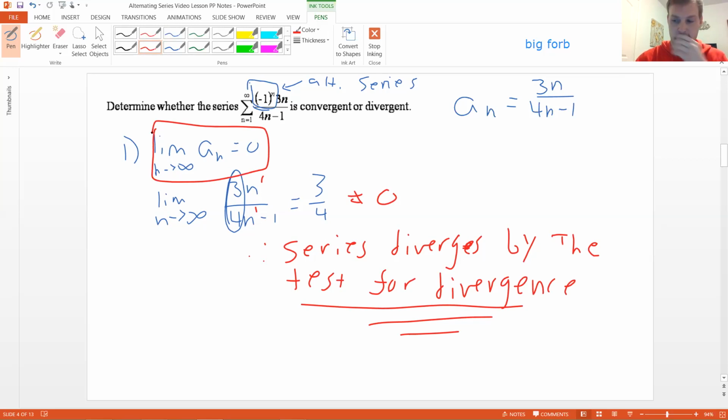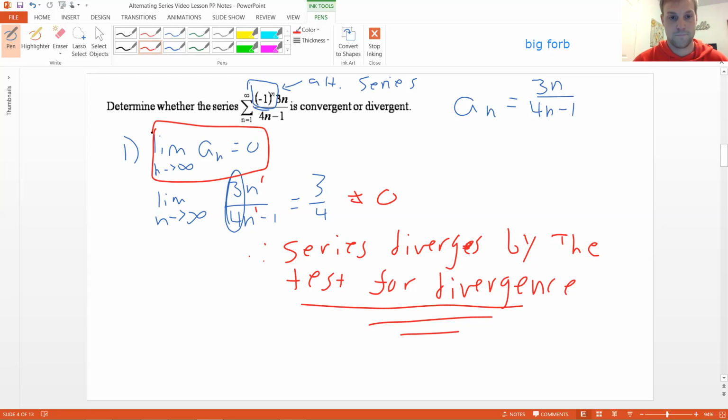And this is the part that kind of frustrates me about what they took off. They do not require you to know the test for divergence, but it is a part of the alternating series test, which is what they do expect you to know. So I don't know why they do that.